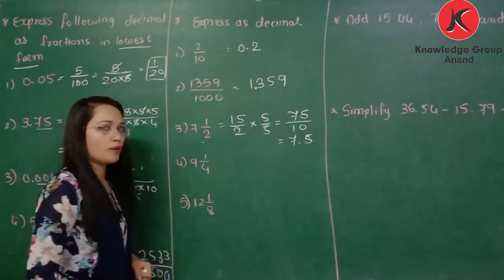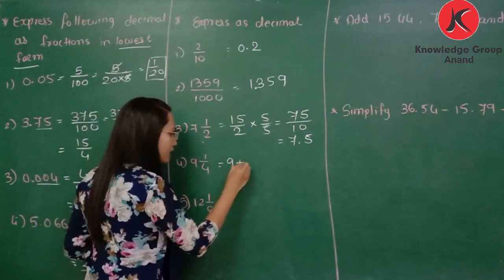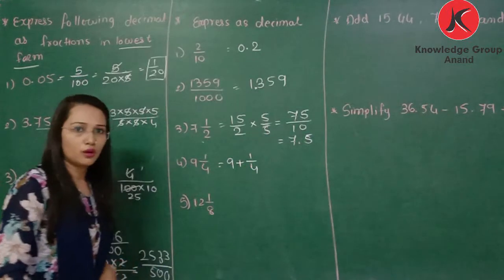Now let's take one more method here. 9 1 by 4 is given. So we can write 9 plus 1 by 4.